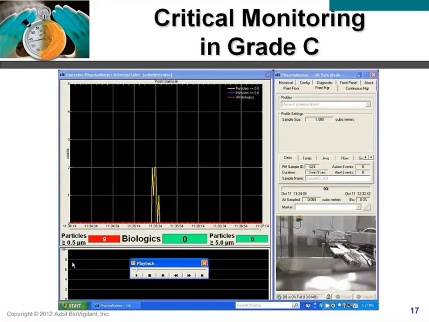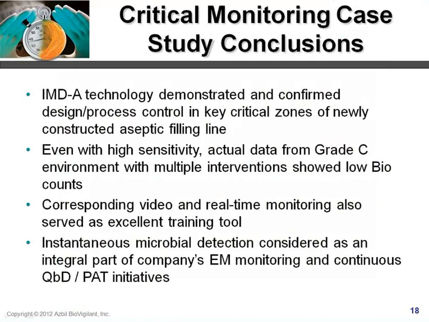So I already covered most of these conclusions, but I have them here listed for your benefit. Lots of data was collected in grade C and A areas used to support a risk assessment. One of the things that's worth noting is that with highly sensitive equipment like the IMDA system, there can be a potential for non-biologic particles to fluoresce. But the low counts in the grade C area with intervention from grade D confirm that this type of interference is not a problem in their environment, which was good to see. And IPSA considered these tests to be very successful. The company plans to implement the technology as part of their quality by design and process analytical technology initiatives after the fill operation is fully validated.